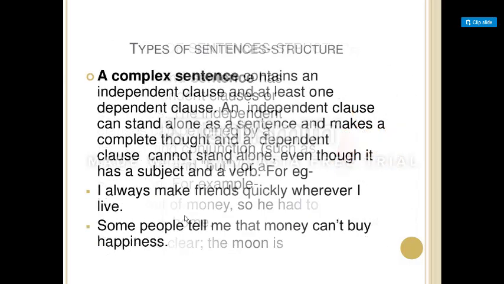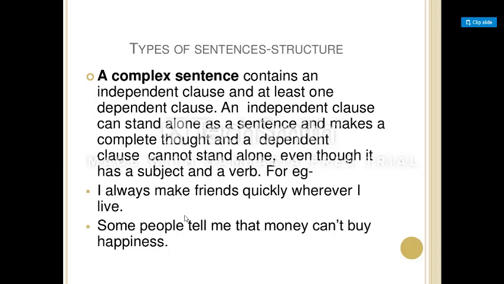Now comes the complex sentence. A complex sentence contains an independent clause and at least one dependent clause. An independent clause can stand alone as a sentence and makes a complete thought, while a dependent clause cannot stand alone even though it has a subject and a verb.